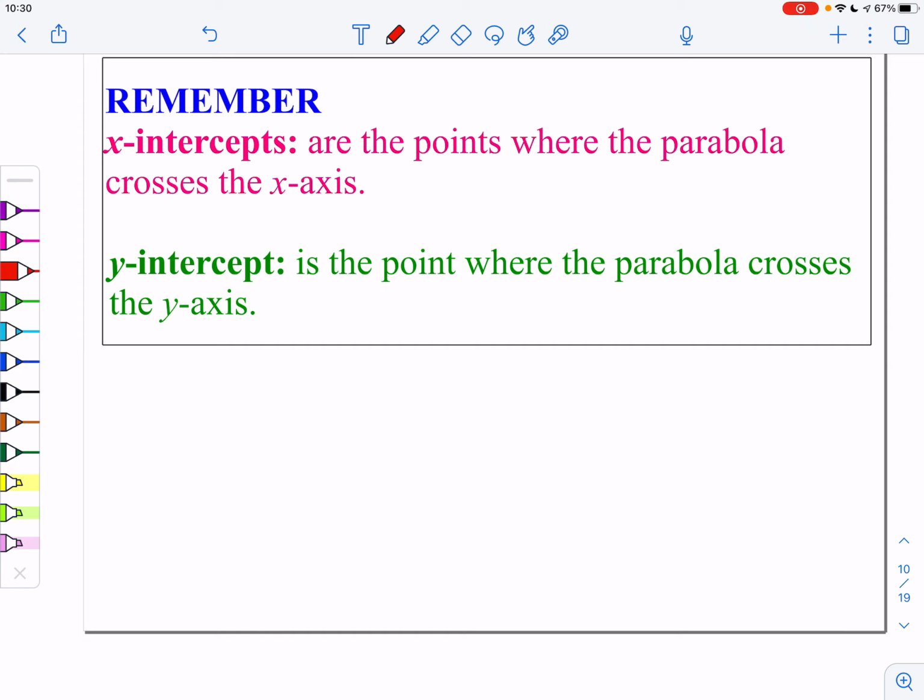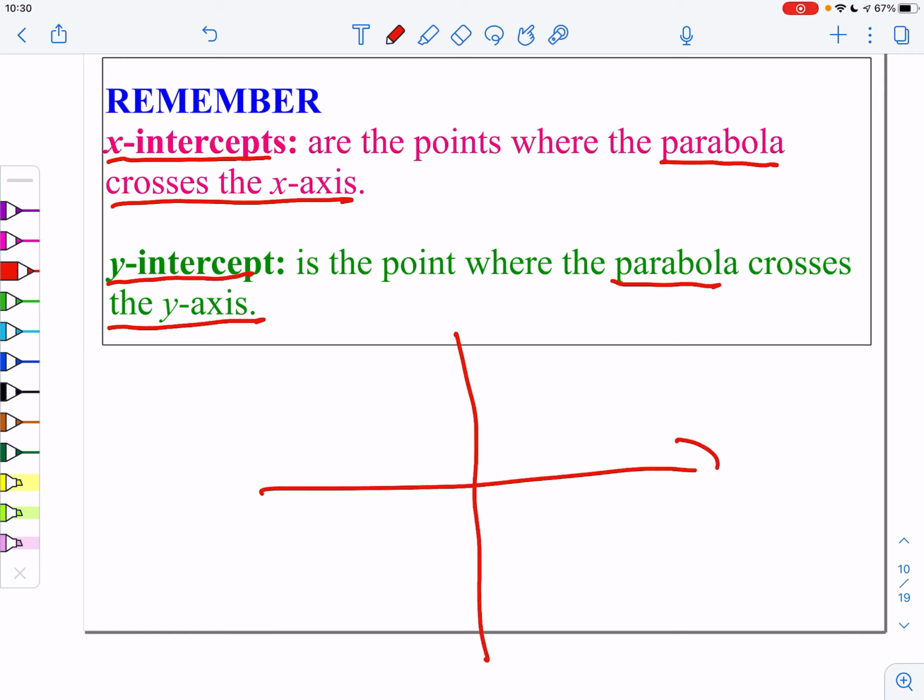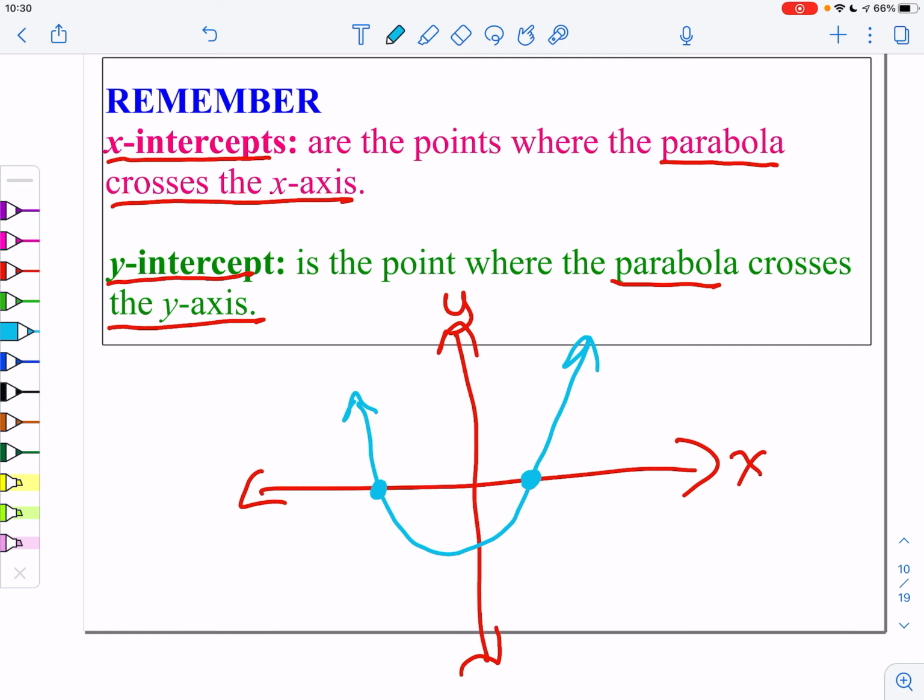Remember, in a quadratic function, the x-intercepts are the points where the parabola crosses the x-axis. The y-intercept is the point where the parabola crosses the y-axis. So if this is your graph, this is your x-axis, this is your y, here is your parabola. This would be one x-intercept, here's another one, and this would be your y-intercept.